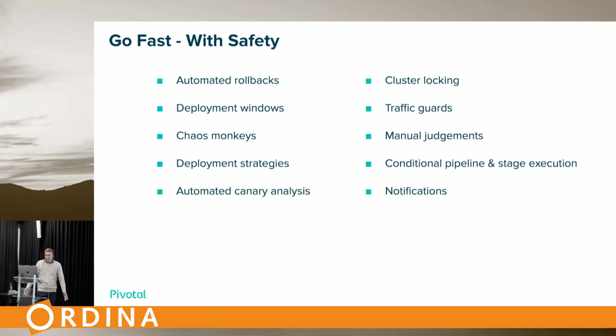Now, what we've seen are actually a couple of examples of how you go fast with safety. How you can make sure you have confidence when you go to production while still making sure you can go fast. So we've seen automated rollbacks, deployment windows, chaos monkeys, deployment strategies, and automated Canary Analysis. And these techniques help you to go fast with safety, but there's other stuff as well. Cluster locking, for instance, traffic guards, manual judgments, conditional pipeline and stage executions, and notifications.